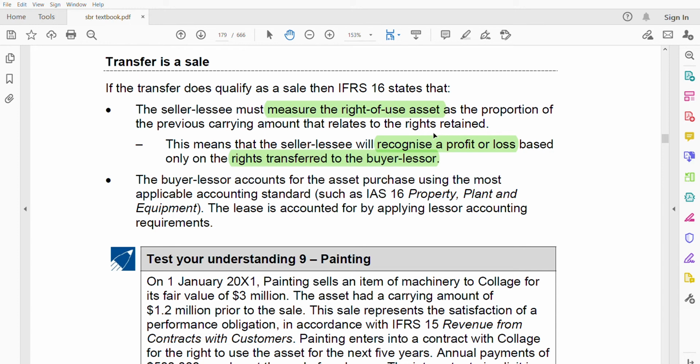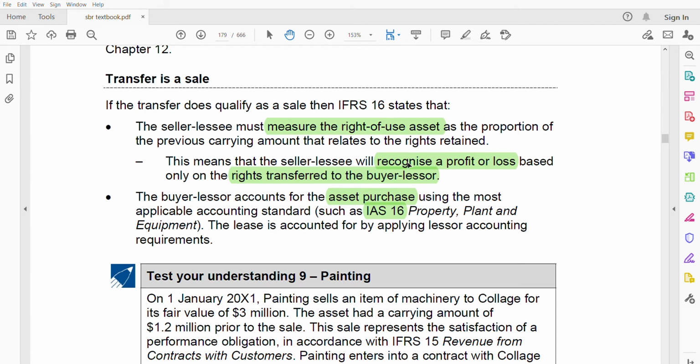If you are retaining something, for that you cannot recognize profit or loss. The buyer and lessor accounts for the asset purchased using the most applicable accounting standards such as IFRS 16. Buyer is buying the asset. Since he is buying the asset, he uses IFRS 16 because this is the most applicable in this scenario. So they use the rule of IFRS 16 because they have bought an asset. So the lease is accounted for by applying the lessor accounting requirements.